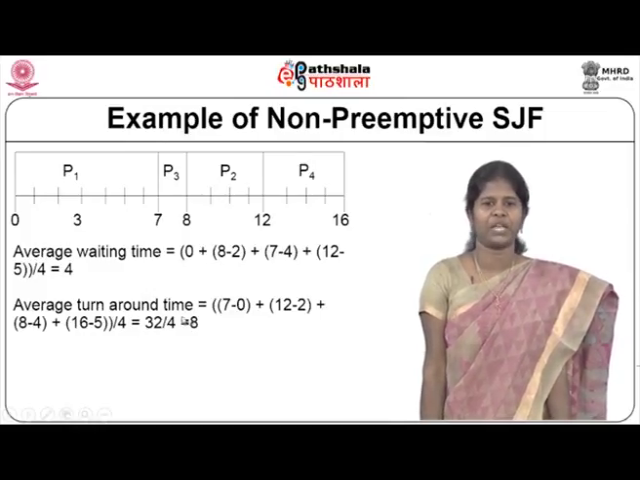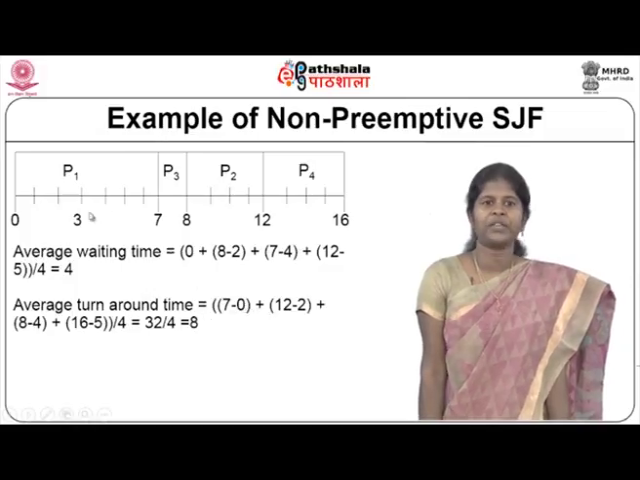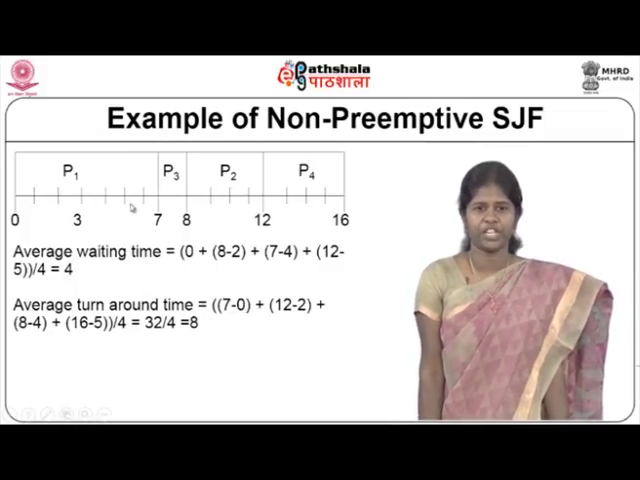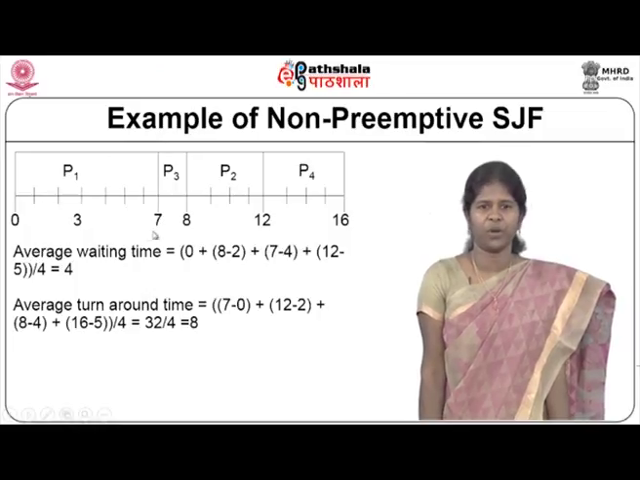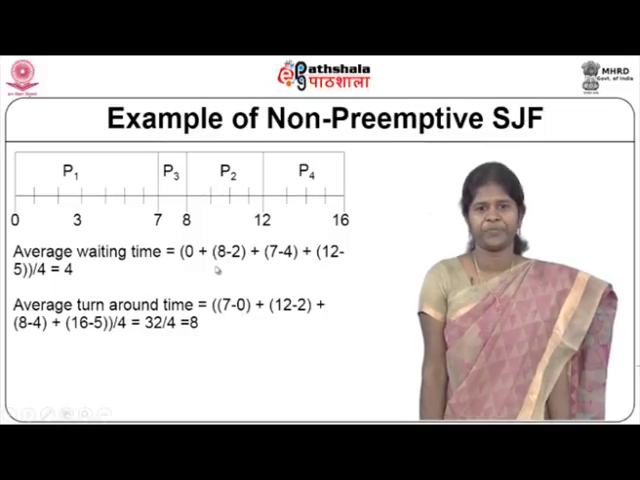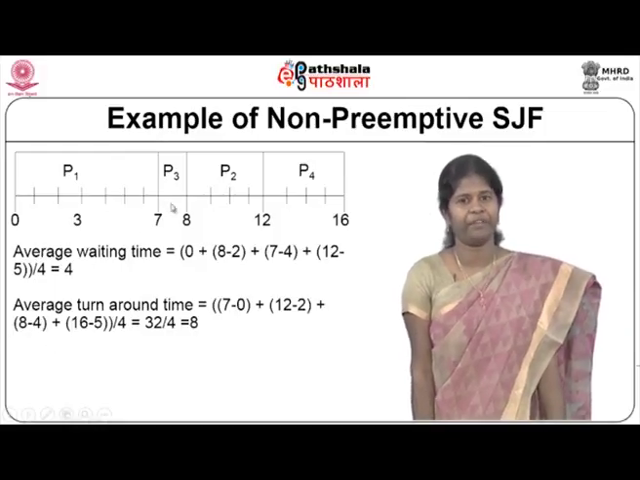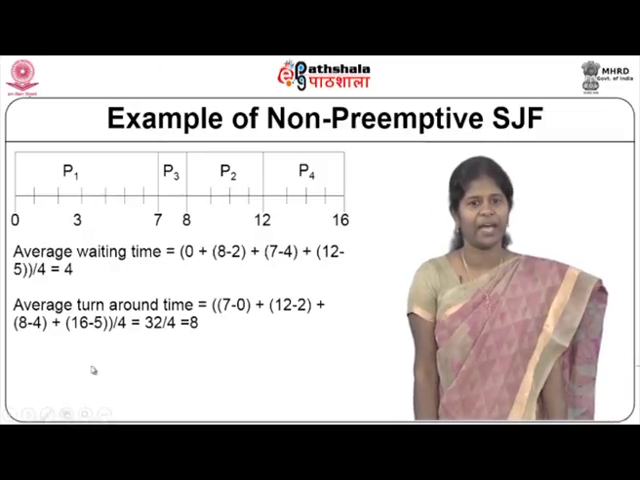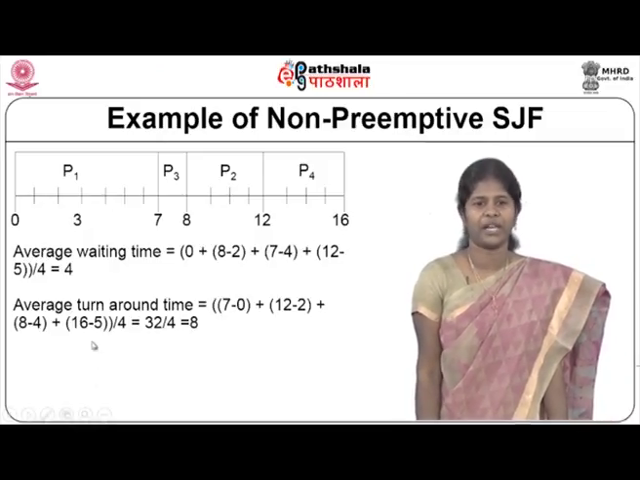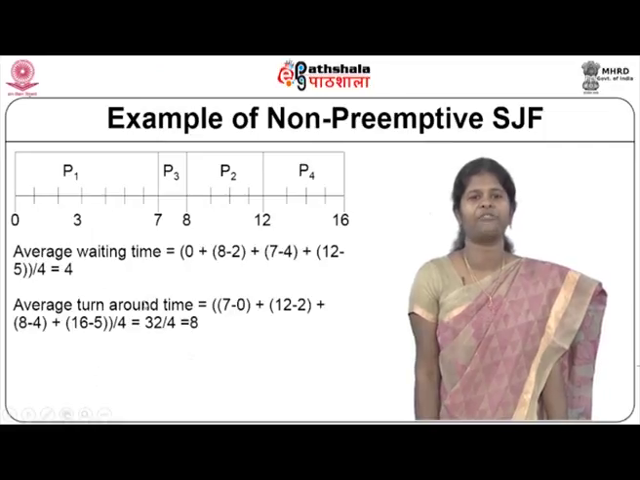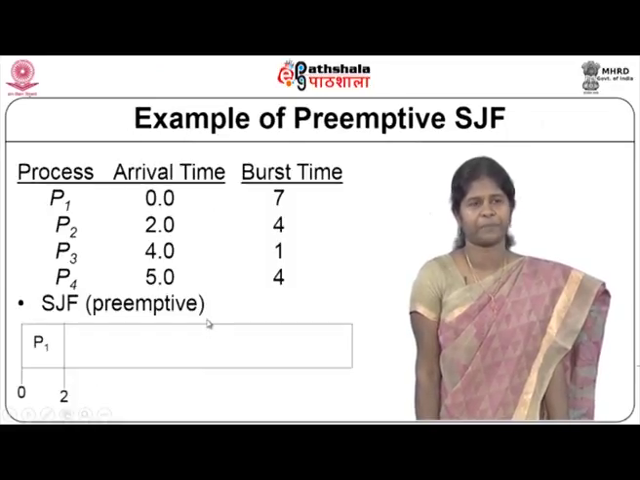And if you look at turnaround time, again you need to consider the arrival time. Process P1 finishes at 7 and arrived at 0, so its turnaround time is 7 minus 0. For P2, it finishes at 12 and arrived at 2, so it is 12 minus 2. P3 finishes at 8 and arrived at 4, so the turnaround time is 4. And P4 finishes at 16 and arrived at 5, so the turnaround time is 16 minus 5. And so we have the average turnaround time like this.